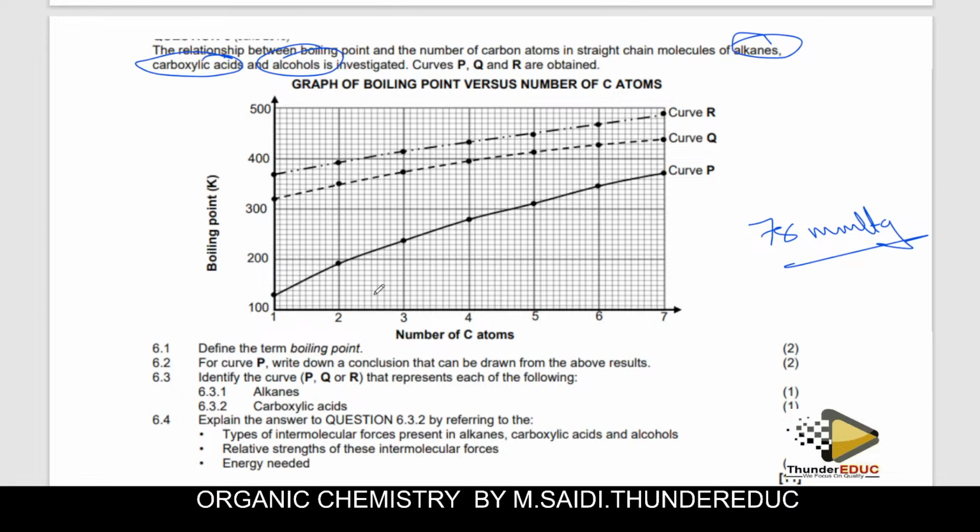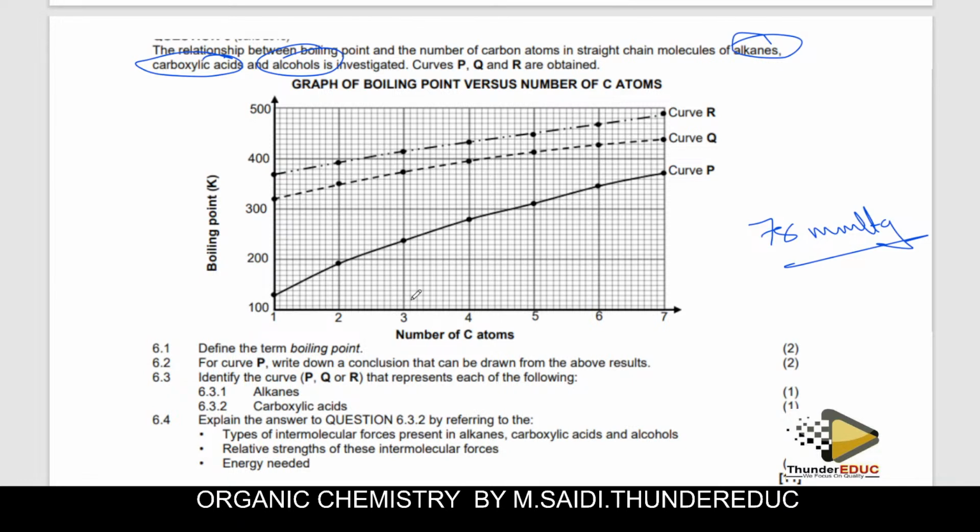Yes, so basically that's what you can talk about, but you can also talk about it in the reverse way, that as the boiling point decreases, the carbon atoms go from 7 to 1. What depends on the other? So as the number of carbon atoms increases, the boiling point also increases.